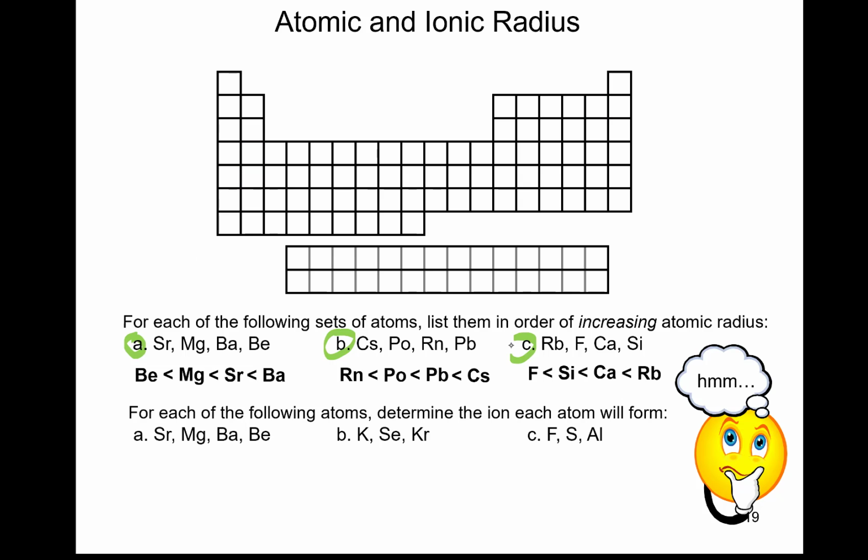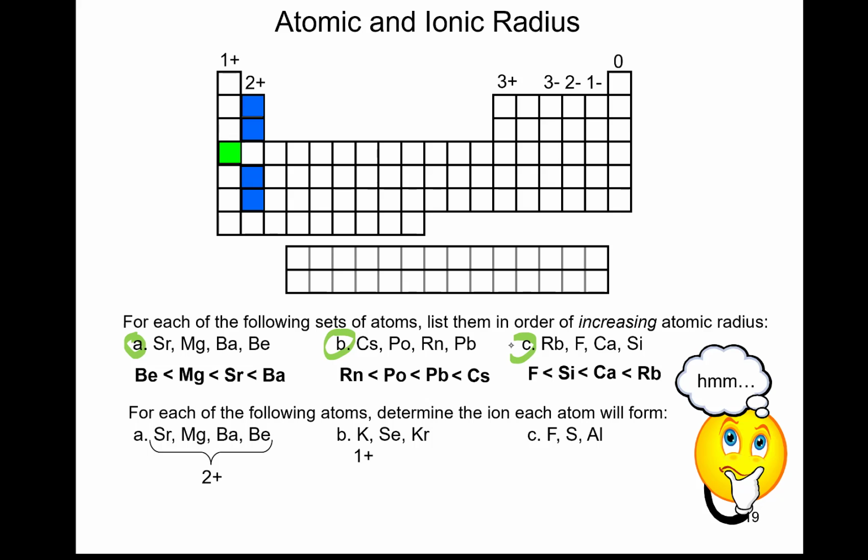Now, for each of the following atoms, determine the ion each atom will form. So strontium, magnesium, barium, and beryllium, we just saw, are all in the same group. They're all in group 2, so they all form an ion with a +2 charge. Right? Those are all in blue right now on the periodic table. So those are all +2.